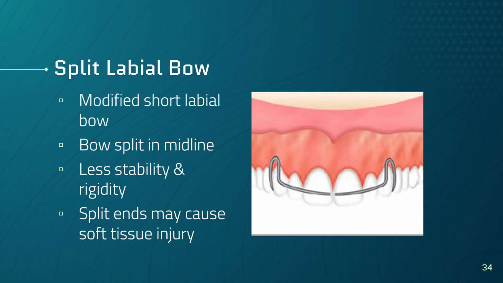Now, the split labial bow is a modified form of the short labial bow, whereas the bow is split or cut in the midline. Although the bow is more flexible by cutting it on the midline, it is less stable and less rigid. And these split ends may cause soft tissue injury.